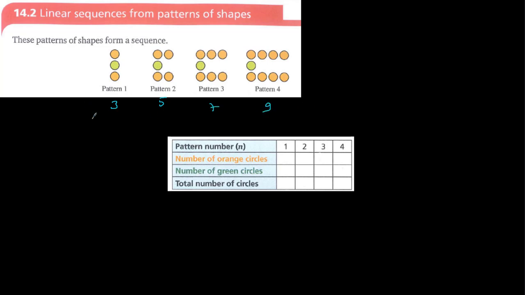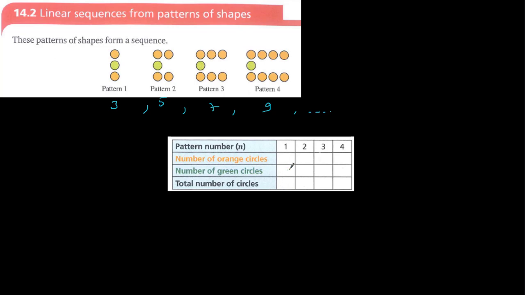If we face this kind of sequence, it's obvious that the next term will be 11. We know that one also. Here we are going to try to understand what the formula is from this pattern.